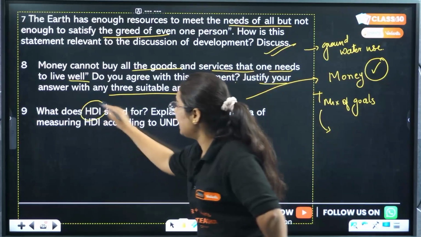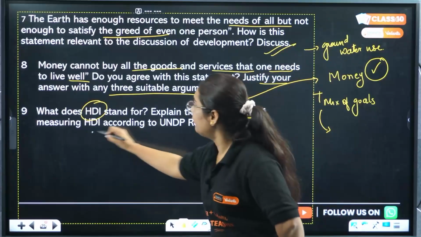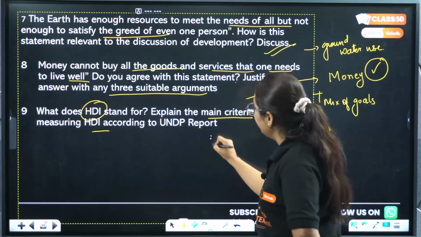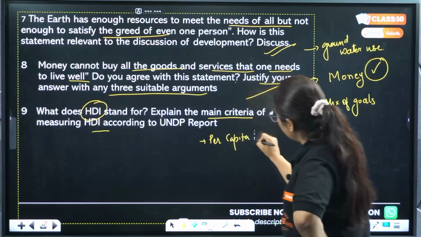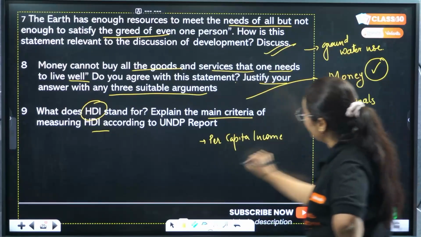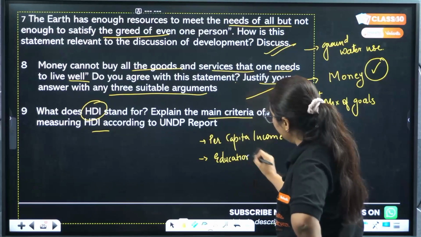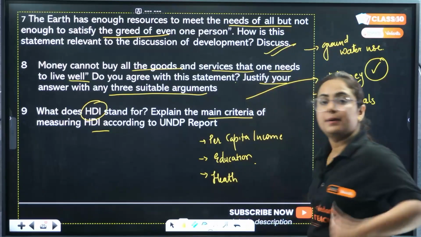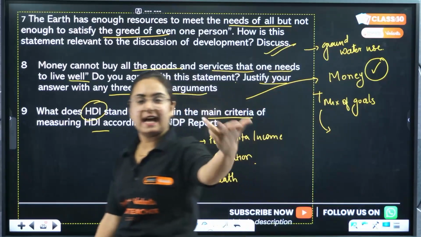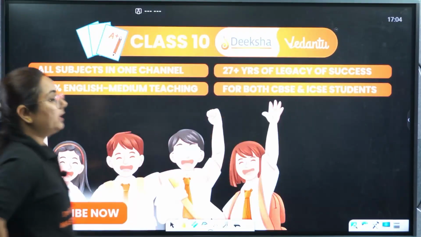What does HDI stand for? Human Development Index. Three main criteria of measuring HDI: the first one here is per capita income, the second one is education, and the third one is health. Per capita income, education and health. So this is what I mean that you have to study.